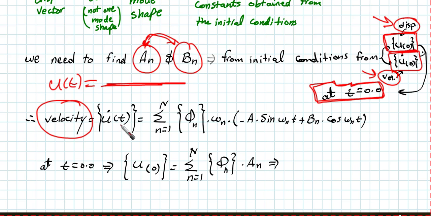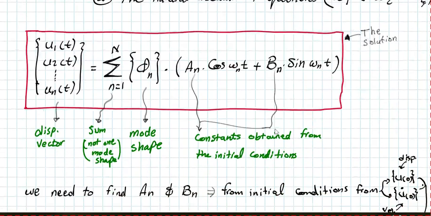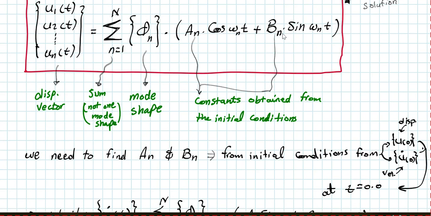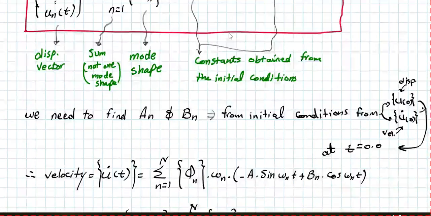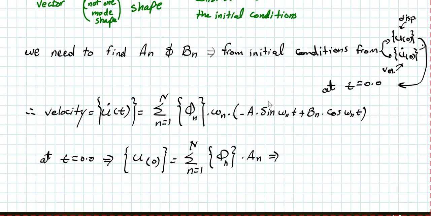So u dot of t equals the summation from n equal to 1 to capital N of the modal amplitude, and omega n is going to be taken out because of the derivation. It was cosine here and sine, so it is going to be sine and cosine. Now let's have a look at the equation. Here we have cosine omega n, and here sine omega n. Whenever we derive cosine, it is going to be minus sine, and sine is going to be cosine.